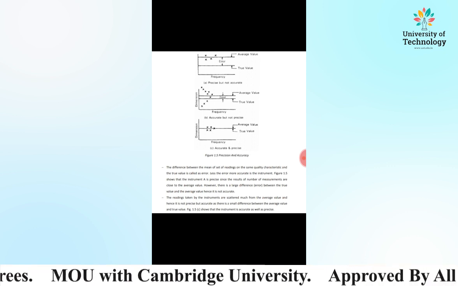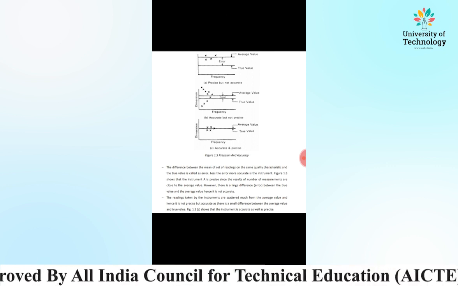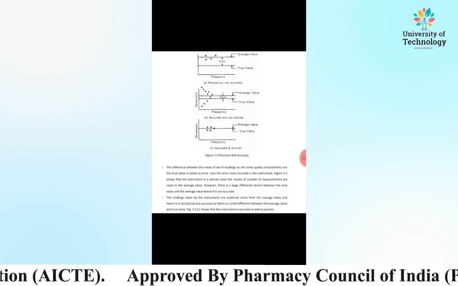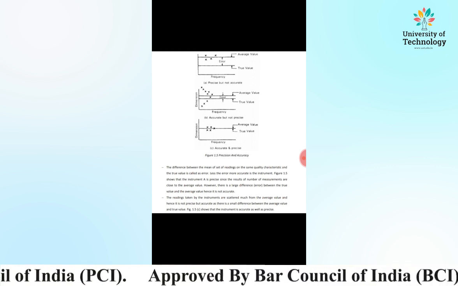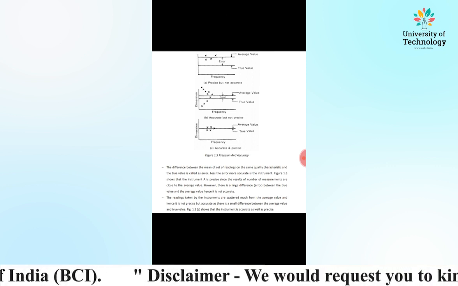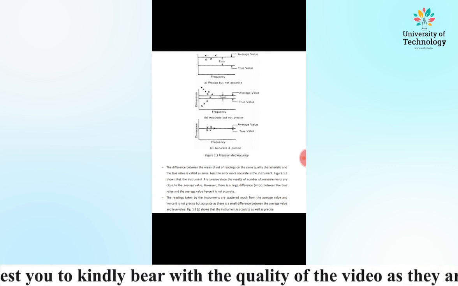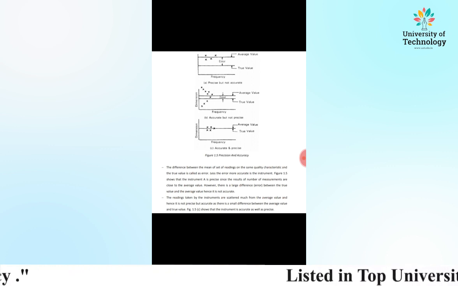In the next diagram, it shows that the measured value is accurate and also precise, because the difference between the average value and the true value is negligible, and the measured value is also close to the true value, and the value is also precise. Then we can say that this shows the accurate and precise value.